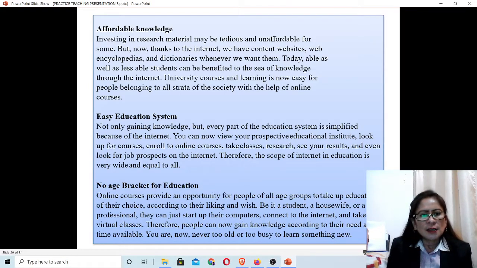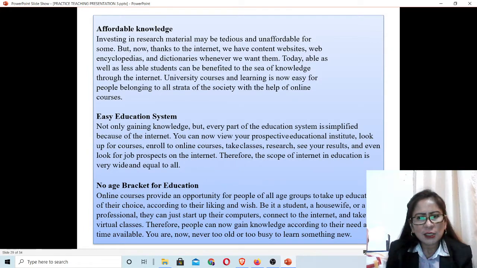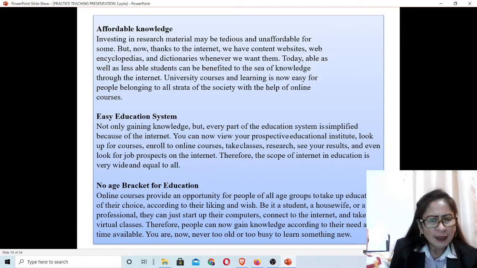Not only gaining knowledge, but every part of the education system is simplified because of the internet. You can now view your prospective educational institute, look up courses, enroll in online courses, take classes, research, see your results, and even look for job prospects on the internet. Therefore, the scope of the internet in education is very wide and equal to all.